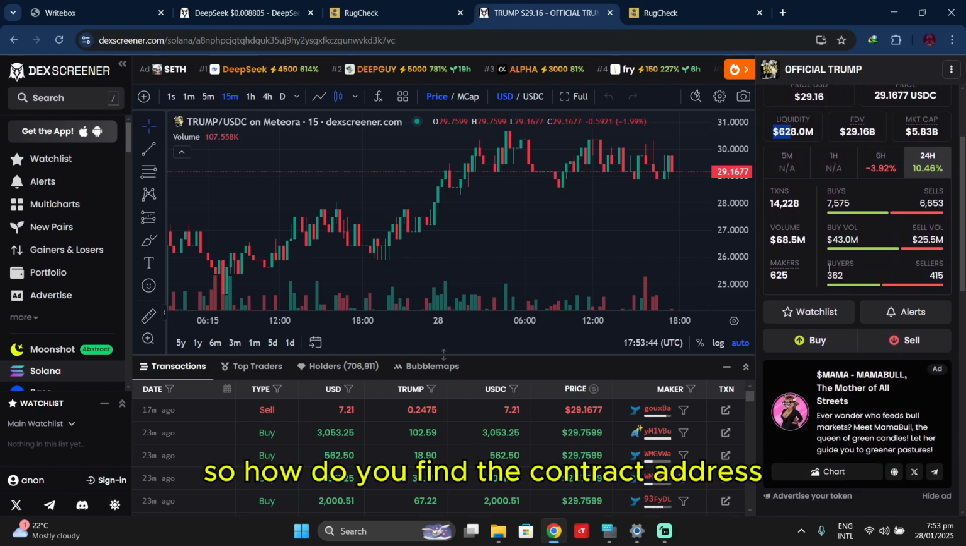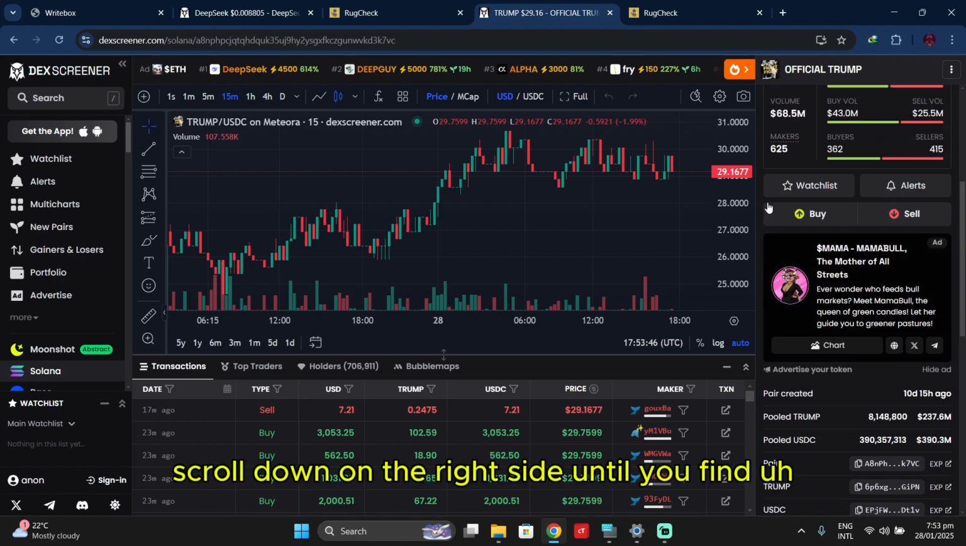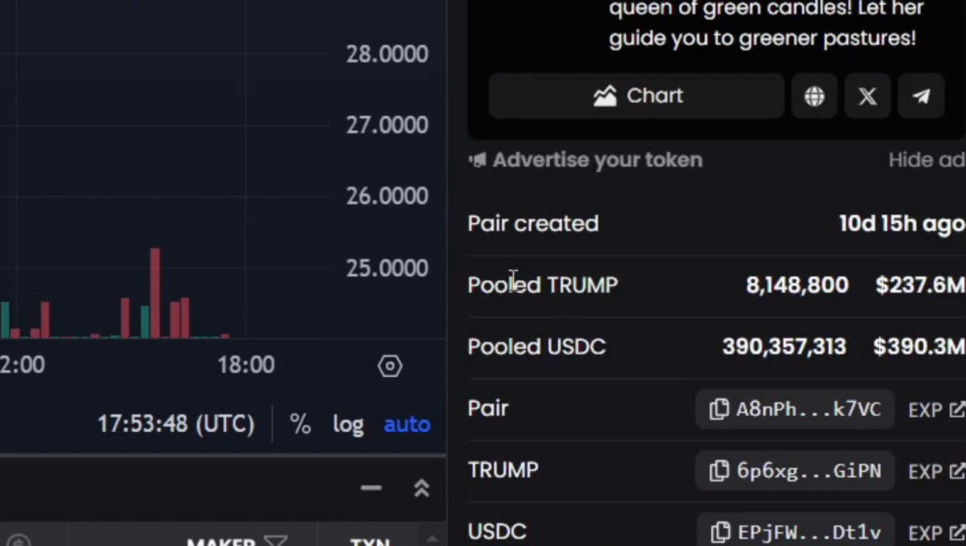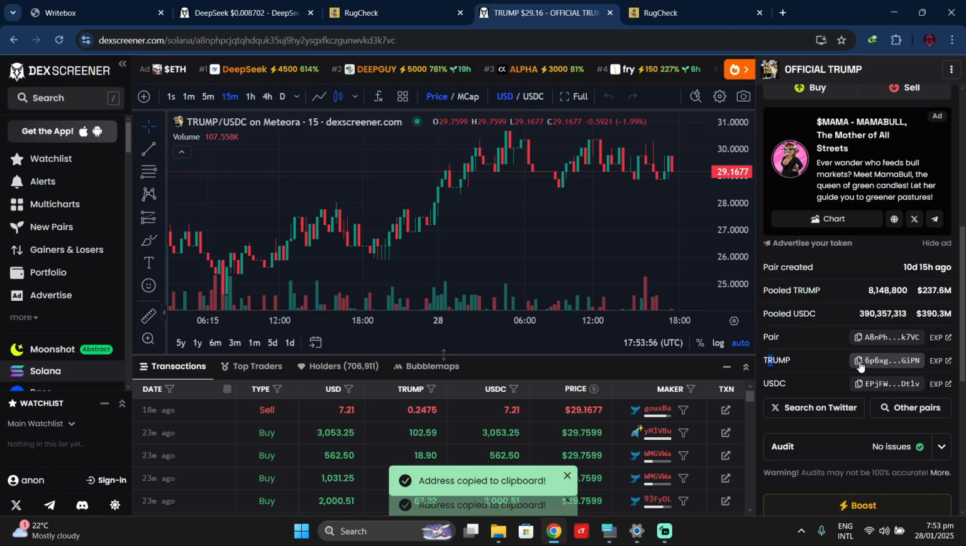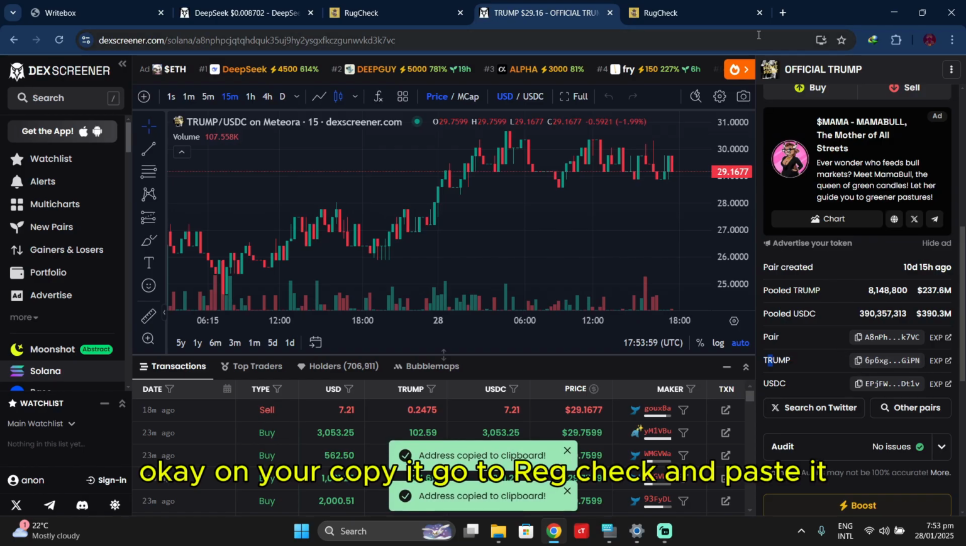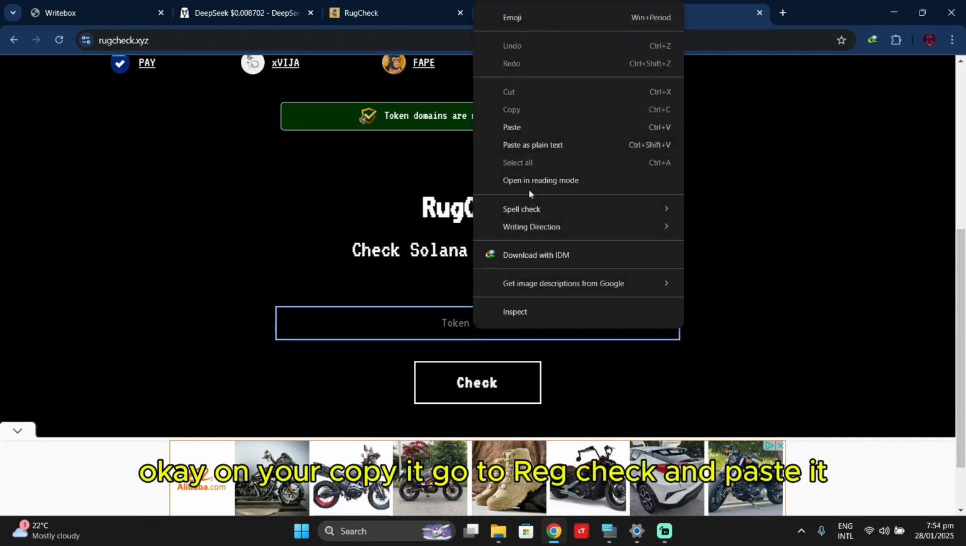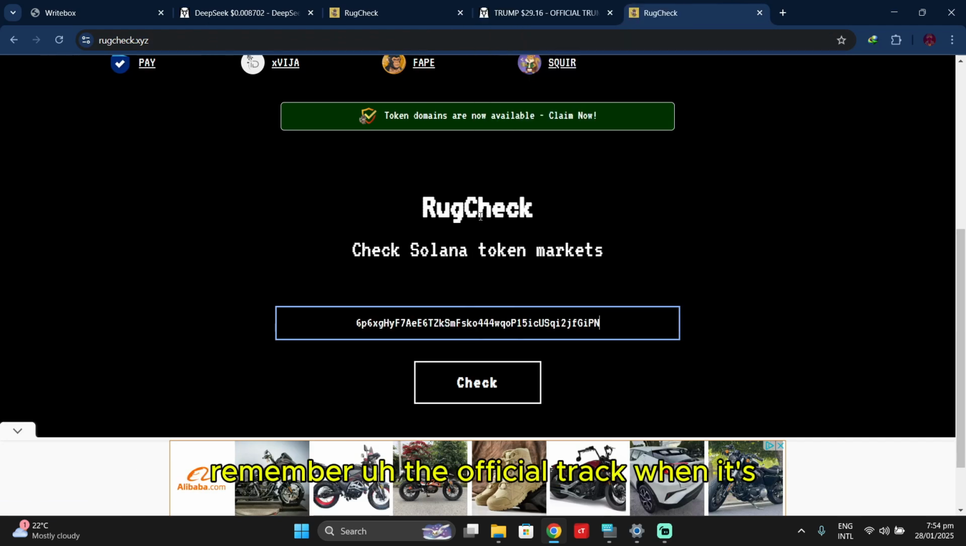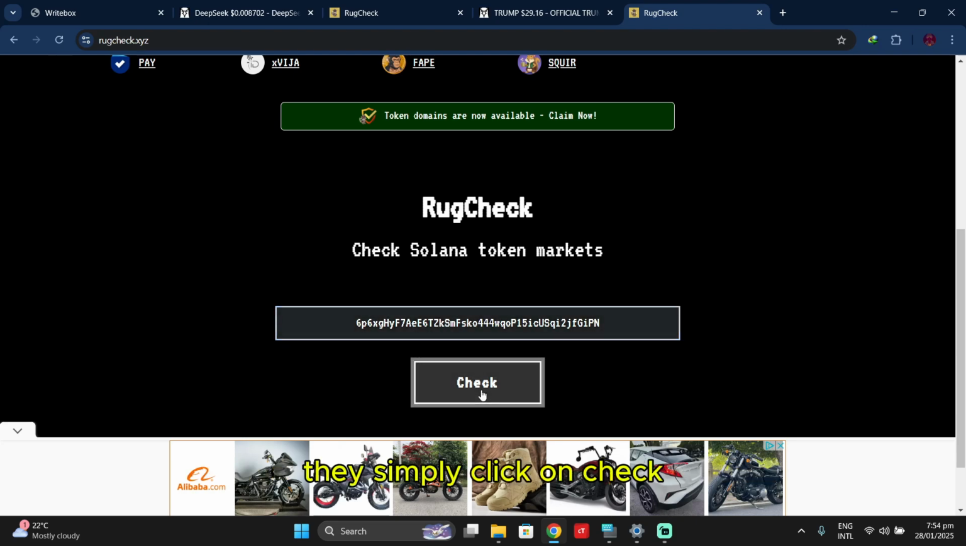So how do you find the contract address? Scroll down on the right side until you find where it's written Trump. This is the contract address. Copy it. When you copy it, go to RugCheck and paste it. Remember, the official Trump coin is on the Solana blockchain or network. Then simply click on check.